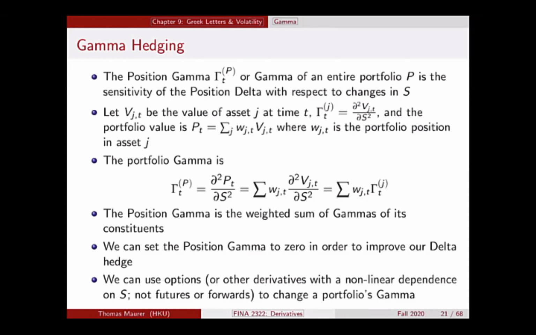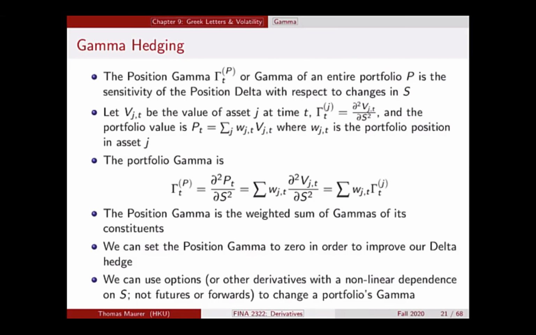So if you would like to hedge the gamma in your portfolio, what you want to do is buy or sell certain derivatives such that the overall gamma of your portfolio is going to be close to zero. And therefore, you can be sure that you don't have to readjust your delta. You basically hedge away not just small changes in the underlying asset, but also larger changes in the underlying asset.